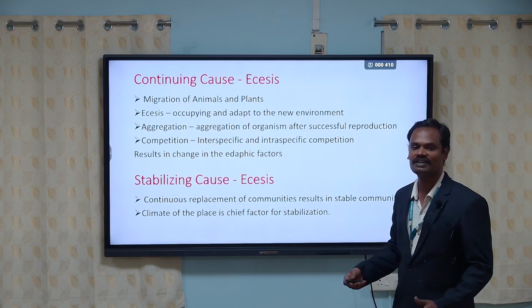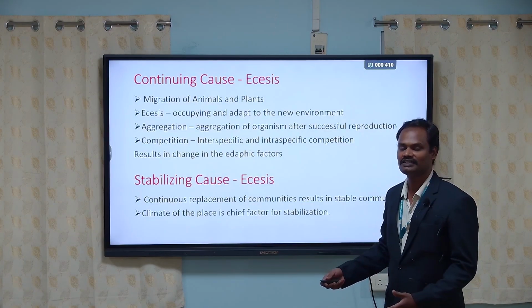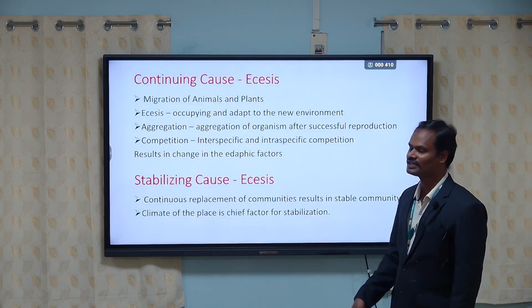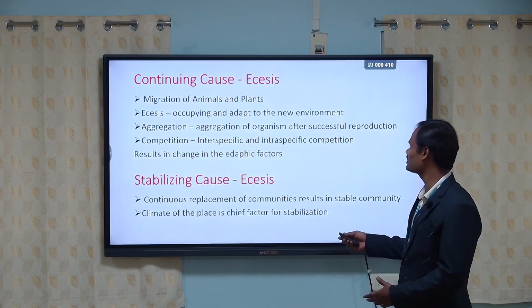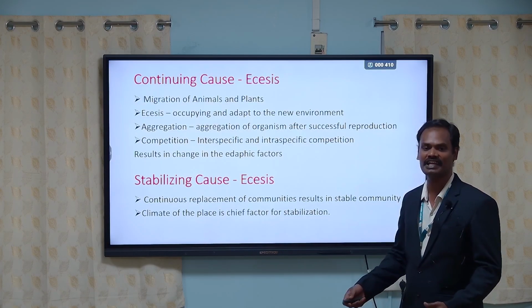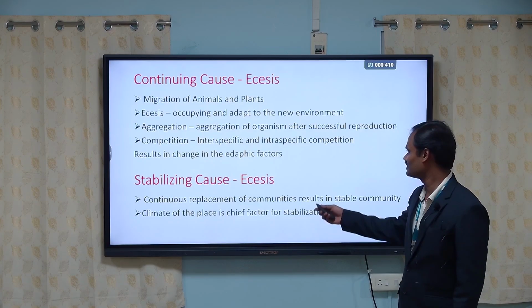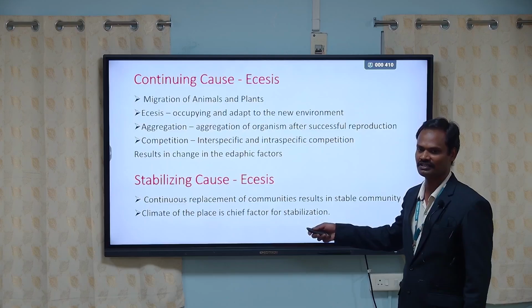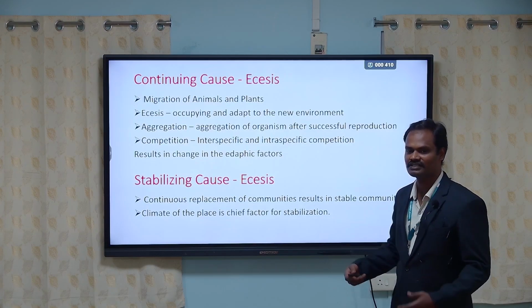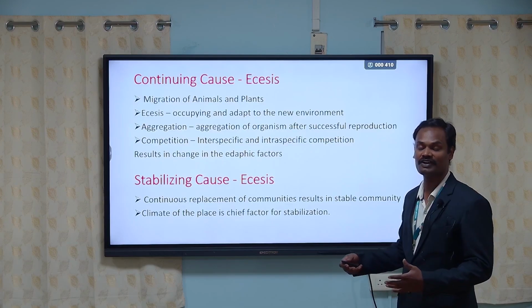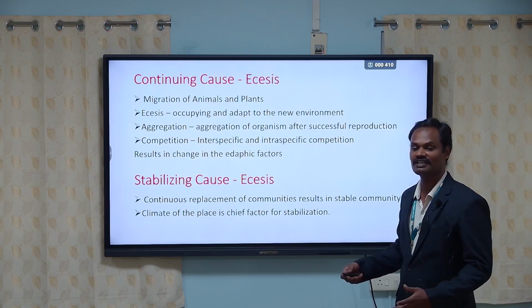Once the aggregation has started, the organisms compete with each other. This process is called competition. It may be intraspecific or interspecific, for food and nutrition. This results in changes to the entire environmental conditions in that place, such as the abiotic factors, which causes the stabilizing cause to start. Here there is a continuous replacement of communities, resulting in a stable community. It is a final community which sustains the new environment.